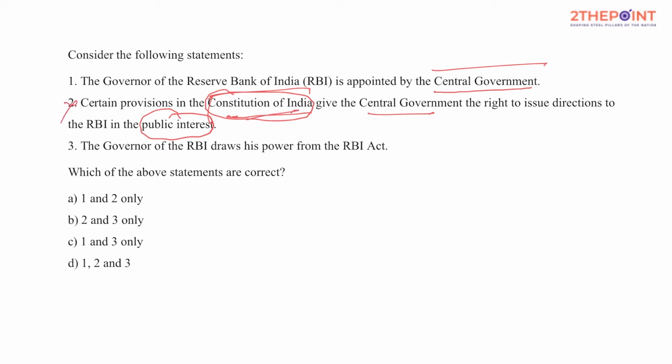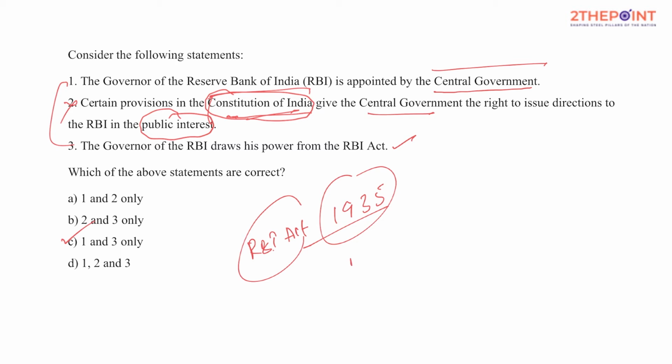The governor of RBI draws his power from the RBI Act. Yes, absolutely right, and 1 and 3 happen to be the most appropriate answers. In fact, the RBI Act of 1935 is what speaks about everything with respect to RBI. And the other important act you need to go through is the Banking Regulation Act of 1949. These are the two most important acts in the context of banking and RBI. So I suggest you just go through them.